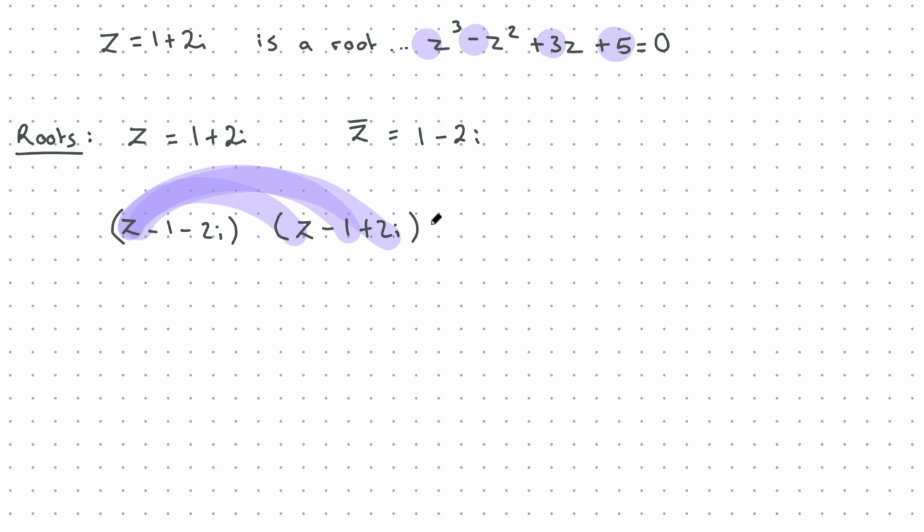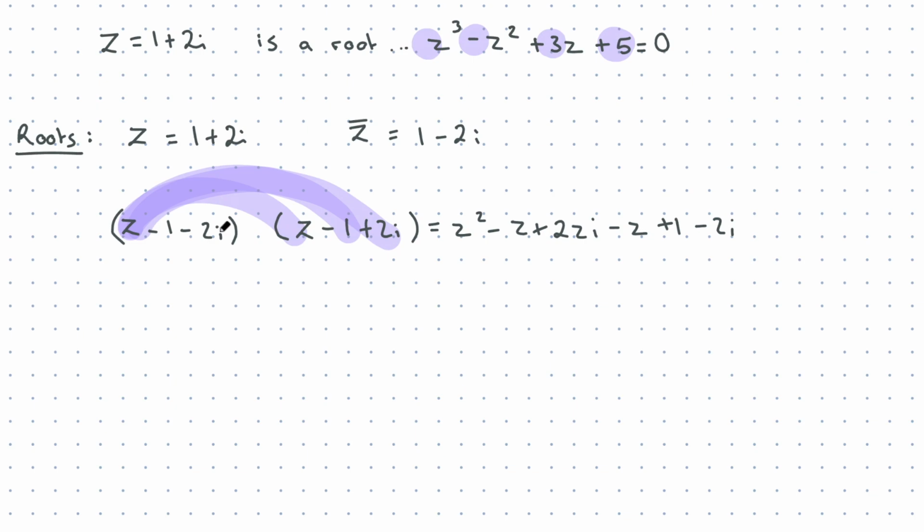So if I do that out carefully for myself, I'm going to get z squared minus z plus 2zi. Then do the next lot. You're going to have minus 1 by z is minus z. Minus 1 by minus 1 is plus 1. Then do minus 1 by plus 2i, which is going to be minus 2i.